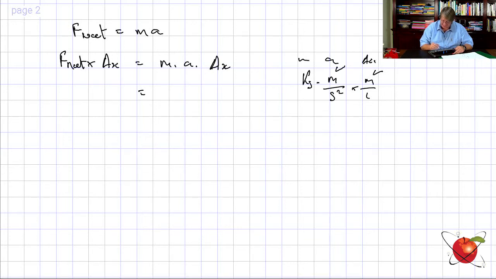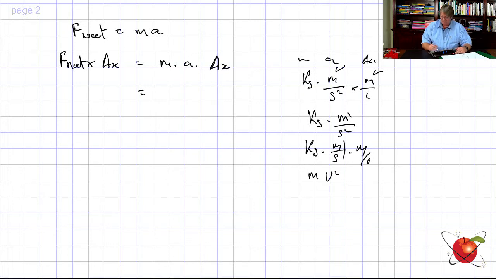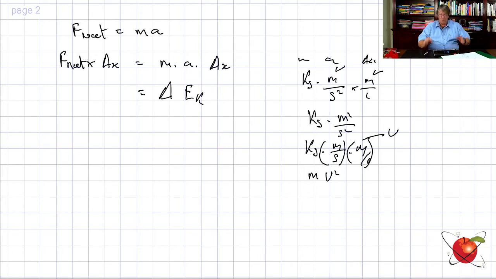Right? What does that give me? It gives us kilograms meters squared per second squared. Correct? But that is equal to kilograms times meters per second times meters per second, which is mv squared, because each one of those is velocity. So essentially, the work done is equal to delta EK. The work done on the object is the change in the kinetic energy.